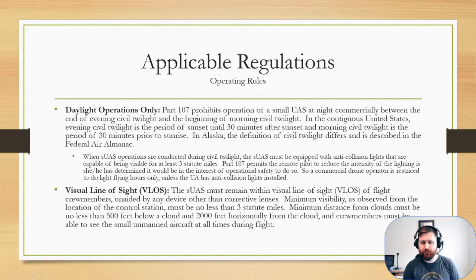So minimum visibility as observed from the location of the control station must be no less than 3 miles. Minimum distance from clouds must be no less than 500 feet below cloud and 2,000 feet horizontally from the cloud, and crew members must be able to see the small unmanned aircraft at all times during flight. So that's a couple of the things that kind of get into it.